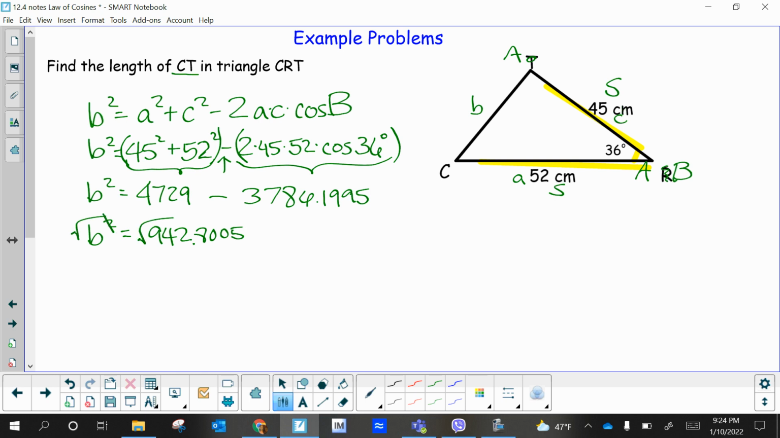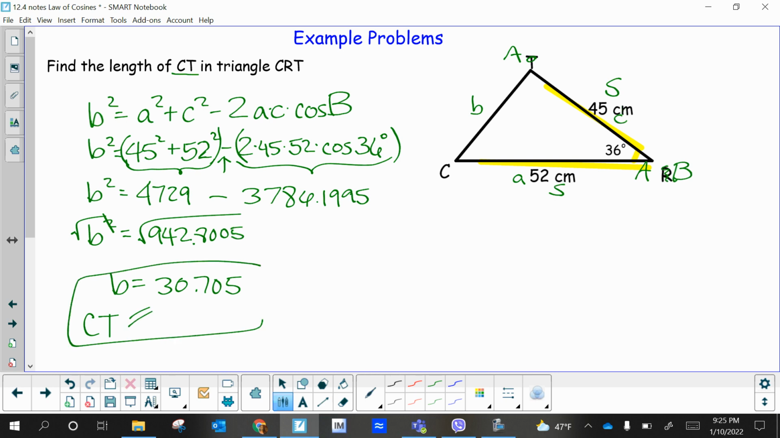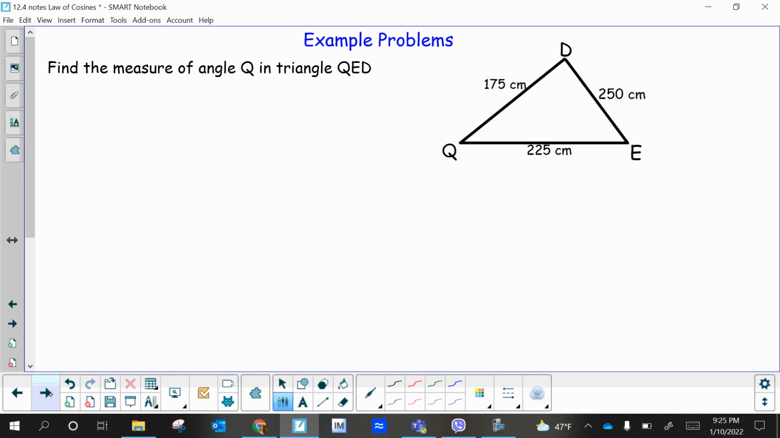How do I get rid of the squared? I square root both sides. So B, which is CT, equals about 30.705. Okay, and there's my answer. And CT is equal to that too. All right, so that's one way to use this formula. Okay, let's try the other way.